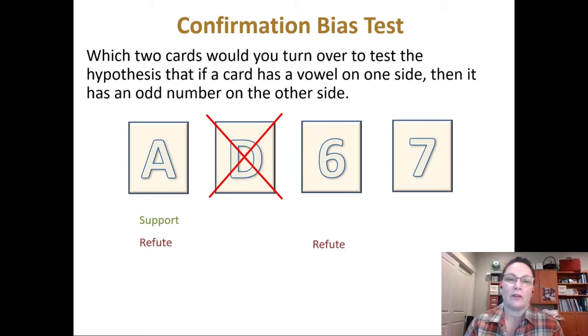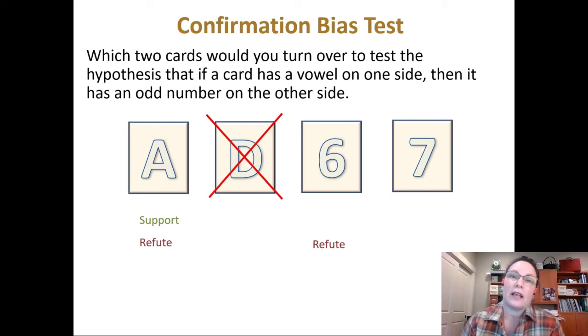If I flip over the 6 and I find an A, then I have a vowel on one side and something other than an odd number on the other side. So I'd know I was wrong. There's no point in even bothering to flip over the A, which might have a 7 on the back. And then I'd think, well, wait a minute, is my hypothesis right or is it wrong? My hypothesis is wrong. There was a 6 with an A on the back of it.